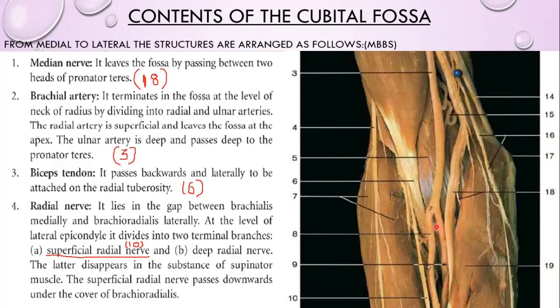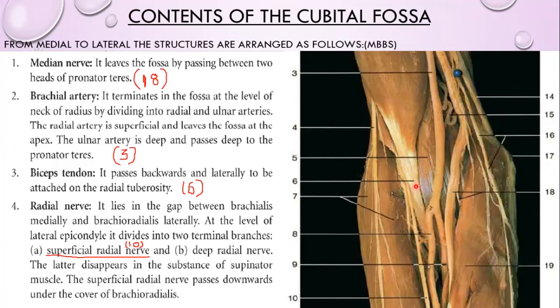Okay, then radial artery is superficial and leaves the fossa at the apex, where the brachioradialis muscle overlaps pronator teres muscle. Then ulnar artery passes deep to the deep head of pronator teres muscle. Then we have the biceps brachii tendon here, which passes backwards and laterally, as you can see, to be inserted into the radial tuberosity.